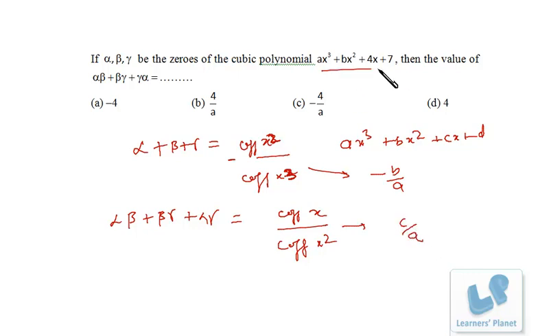Now if we make the comparison between this and this, alpha beta plus beta gamma plus gamma alpha will be c by a, and what c is over here, that's 4, right? So 4 by a. Alpha beta plus beta gamma plus alpha gamma will be 4 by a. I hope you are getting me.